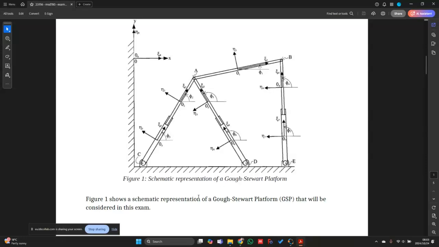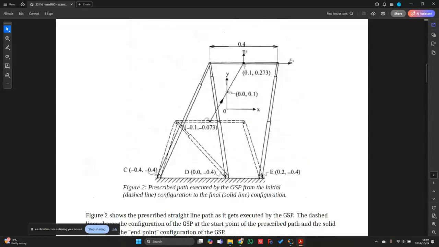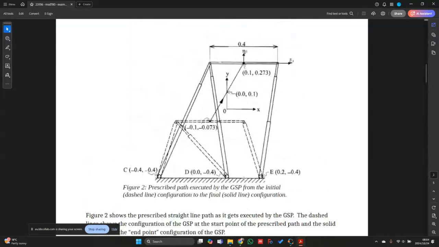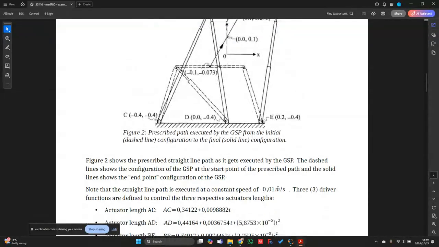Okay, so figure 1 shows a schematic representation of a Gough-Stewart platform that will be considered in this exam. In our case, we're then also going to focus on the trajectory of this plate over here, this moving platform that we have. So figure 2 shows a prescribed straight line path as it gets executed by the GSP. The dashed lines show the configuration of the GSP at the start point of the prescribed path, and the solid lines show the endpoint configuration of the GSP. So we are essentially having it move along this straight line, and they also give us some additional information at a speed of 0.01 meters per second or 10 millimeters per second.